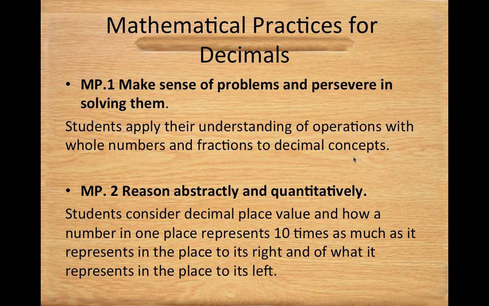Reason abstractly and quantitatively. Students should consider the decimal place value of how a number represents 10 times as much as the number to the right. Again, it's that 1/10, 1/100. It's that ability to realize that our denominators are increasing by powers of 10. So as we go to the right, the exponents would be decreasing, 10 to the first, then we go 10 to the -1, 10 to the -2nd. So as we move to the right, they're 10 times as.